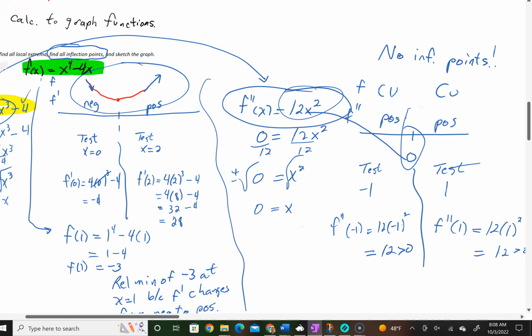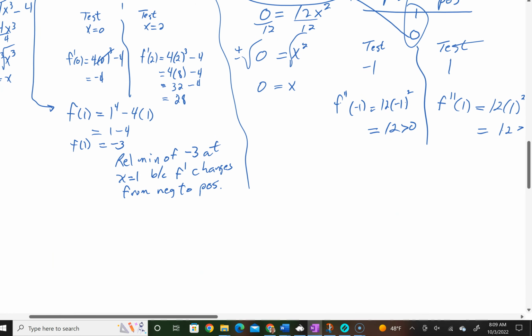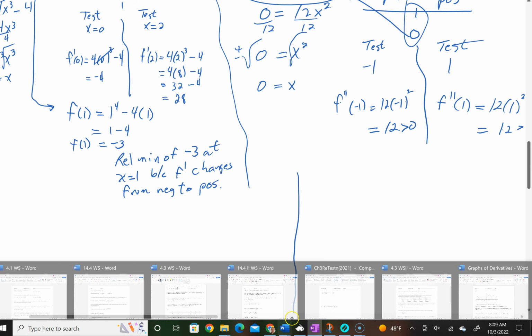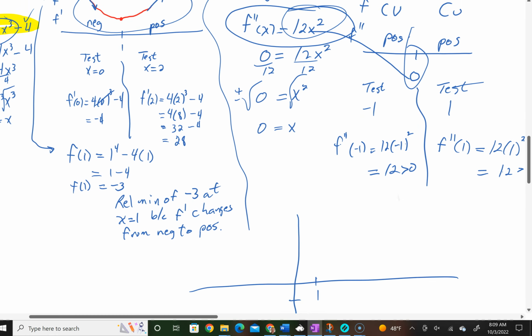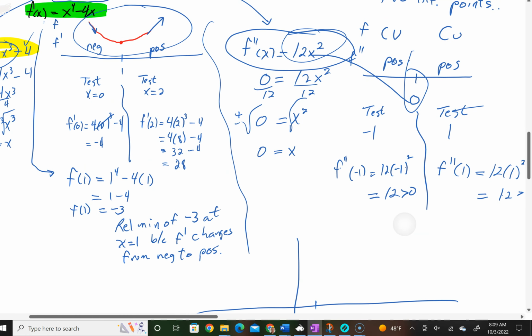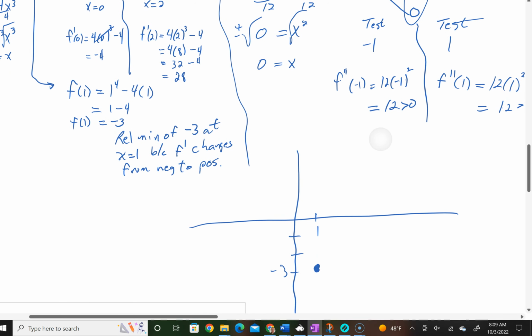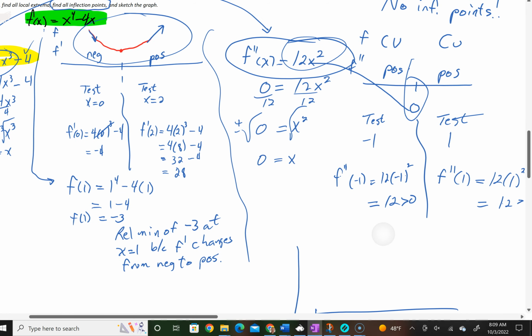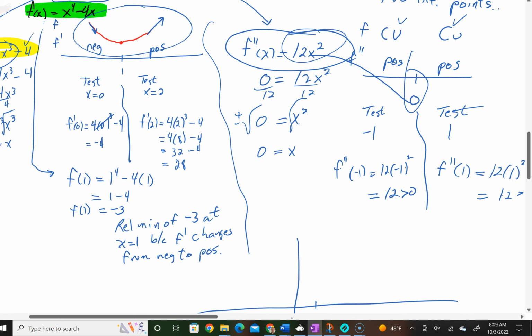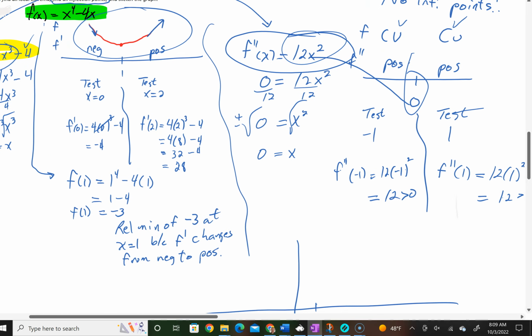Well, they're going to ask you to make a graph. And we can do that pretty quickly. We can say, hey, look, we have a point of 1 comma negative 3. We know this point right here is our relative minimum. And we know that our curve is going to be going down until it hits x equals 1. Then it's going to rise up. And very, very, very importantly, we know that the graph always is going to have some curvature being concave up.